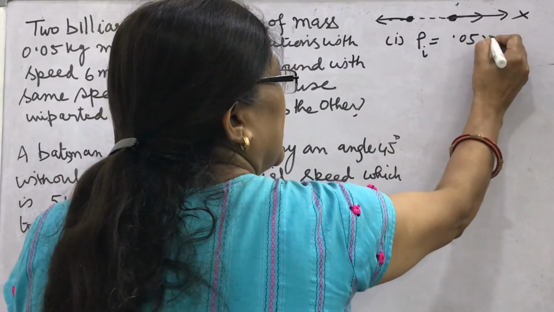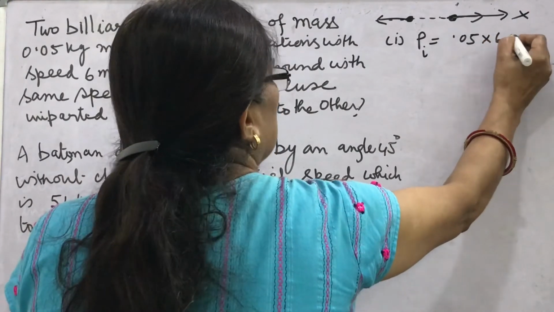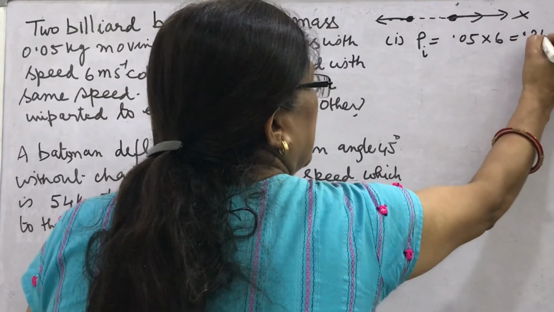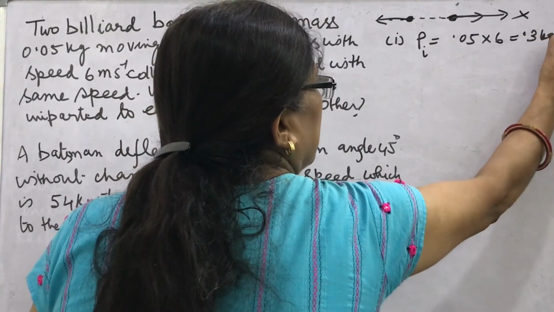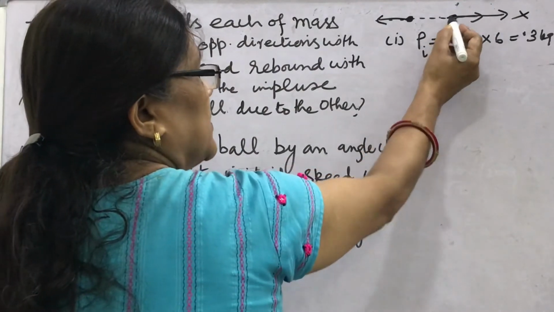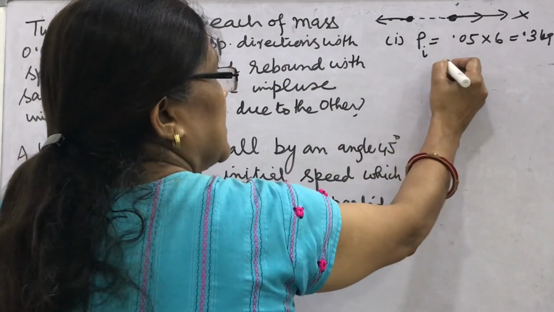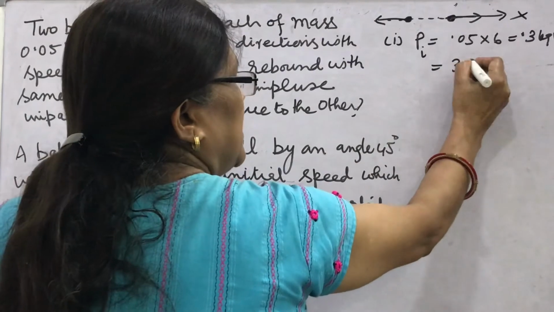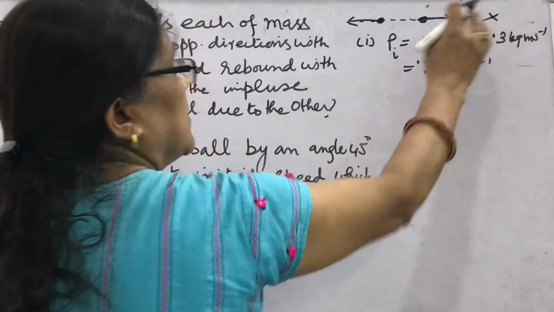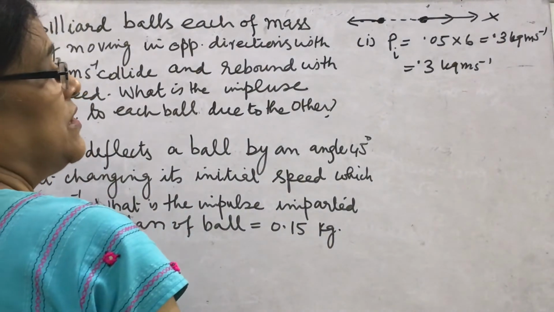0.05 into 6, that is 0.3 kg meter per second. And what about this ball? This will be the same, 0.3 kg meter per second, in the positive x direction.